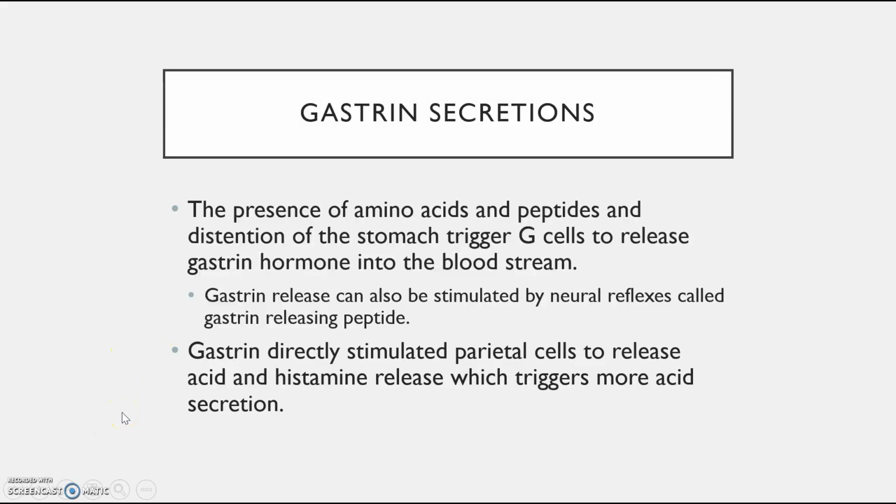So you may be thinking, well, if food and amino acids and peptides are needed in order to trigger the secretion of gastric acid, how is gastric acid secreted in the cephalic phase? This is actually because gastrin can also partially be released by neural reflexes called gastrin-releasing peptides. This is when your parasympathetic nervous system stimulates the release of gastric acid due to your thought, taste, smell, or sight of food.